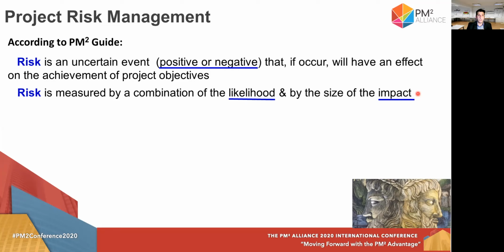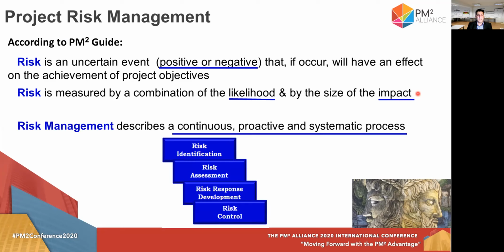An event, in order to be called a risk, has to have a likelihood of occurrence, but also an impact on project objectives: cost, time, scope, and quality. Otherwise, if it has only a likelihood of occurring and doesn't have any impact on our project, it is just an uncertain event. Moreover, risk management is a continuous, proactive, and systematic process. It's an iterative process. And we can see on the slide at the bottom the 4 steps of risk management: risk identification, risk assessment, risk response development, and risk control.